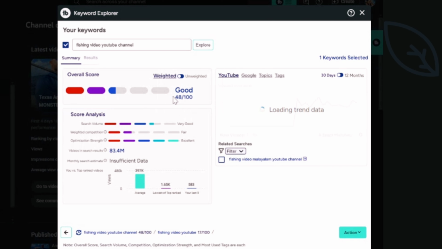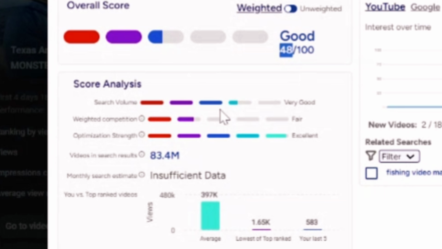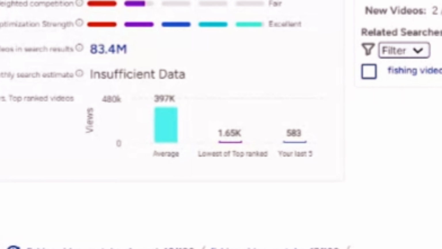As you can see, it went up. I've got a higher score. The other one was a 17 out of 100. Now we've got a 48 out of 100. There is not as much traffic, but there's also not as much competition for this term. There's not as many people that are targeting this. Only 83 million videos out there as opposed to that other one that had 80 million. The average amount of views for the top ranking videos for this term, 400,000 as opposed to 600,000, but I would only need to earn 1,600 views in order to get my foot in the door on this term.